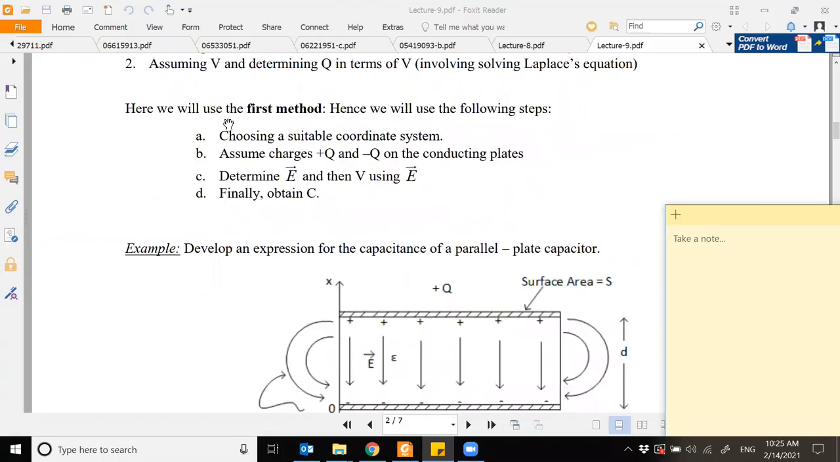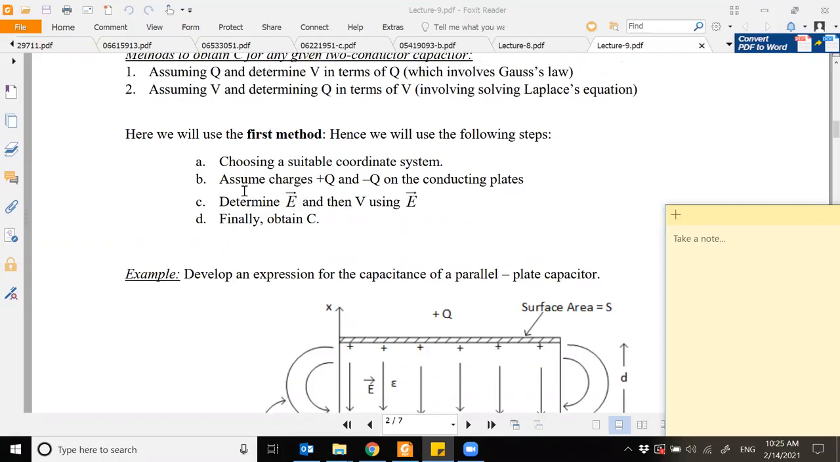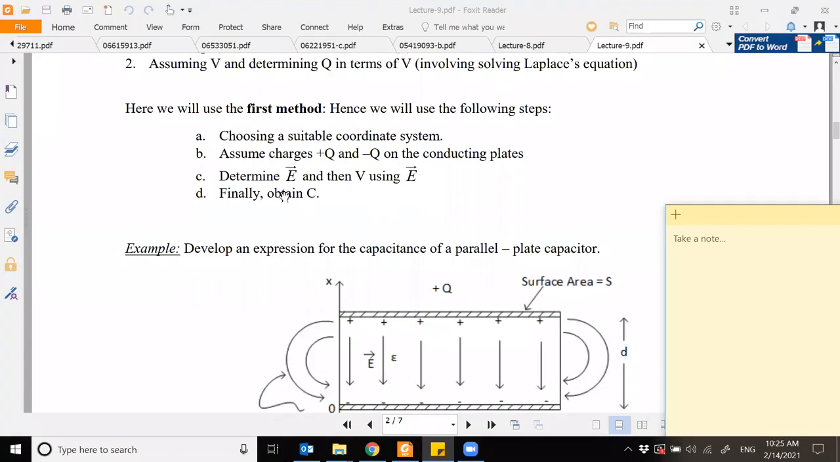And what are the steps? The steps for the first method: first, looking at the shape of the conductor, you decide the coordinate system. Second, we assume that we know the charges. So we will put the plus and minus Q charges on my conductors. And then we will find the electric field between the two conductors. And from there, we will find the potential difference in terms of the electric field. And then we can find the capacitance.